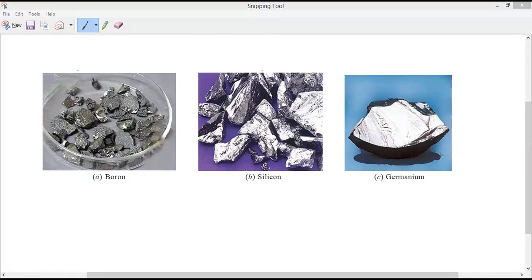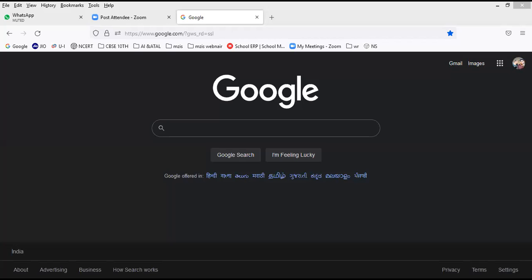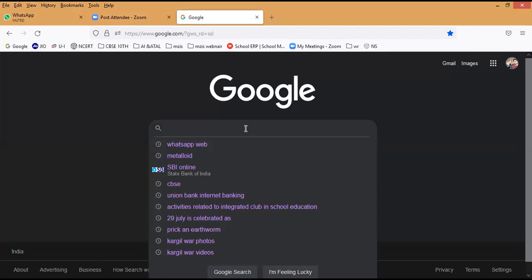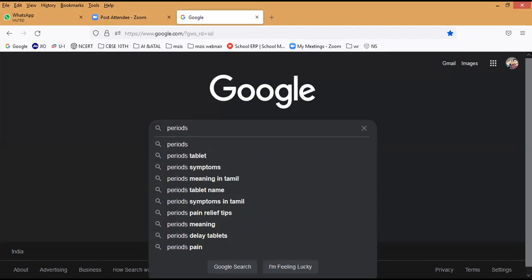Clear, everybody? I have only shown you 3 images, but totally how many metalloids are there? 7 metalloids. Now, can I show you the periodic table where metals, non-metals, and metalloids are present? Let us discuss. Observe very carefully. Now can you hear me clearly?